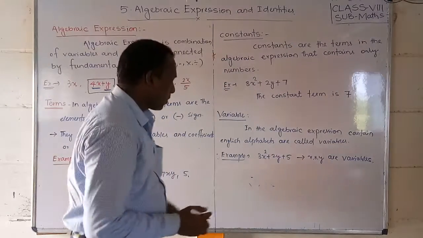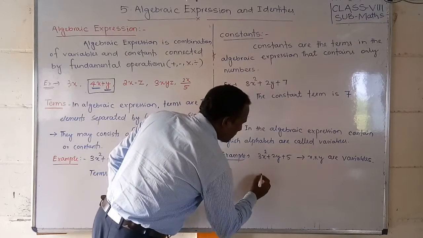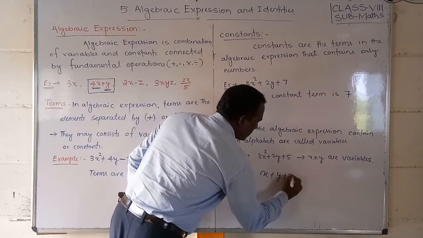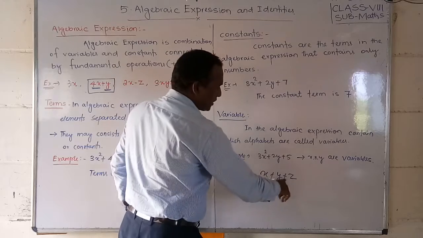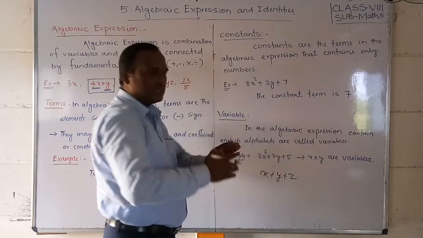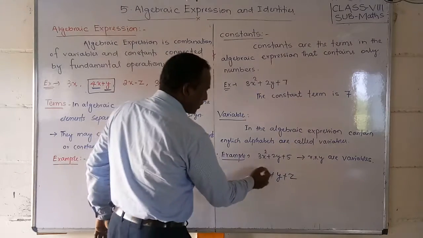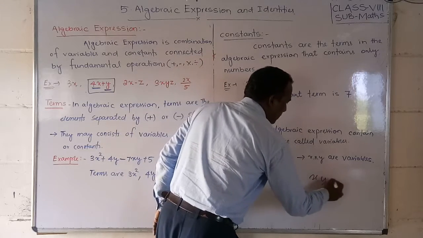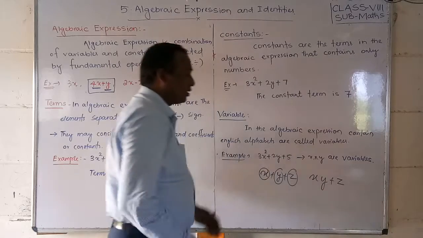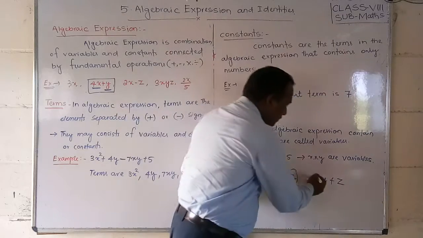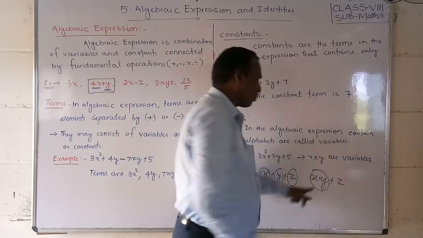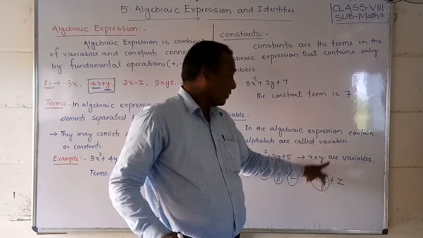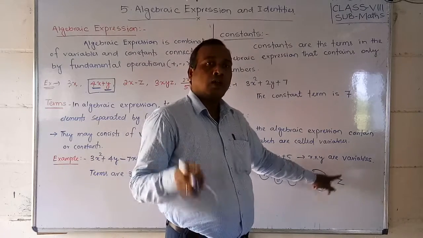We have to see. Suppose I am writing, friends, x plus y plus z. The plus is separating x, y, z, so these are the terms. This is one term, this is one term, this is one term. But if I write xy plus z, how many terms? It is only two terms, because xy is multiplied. Multiplication we cannot count, only the plus or minus.